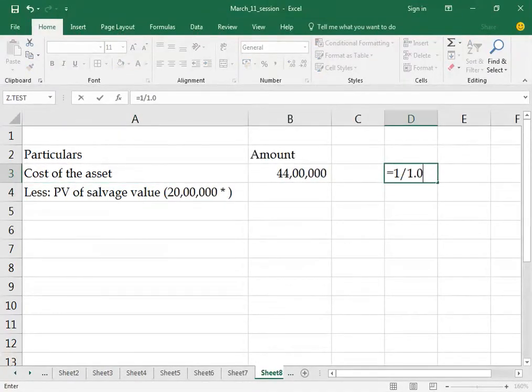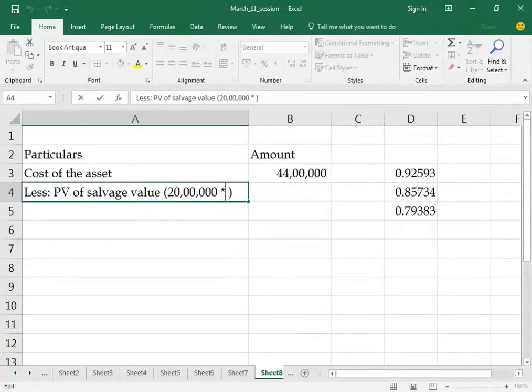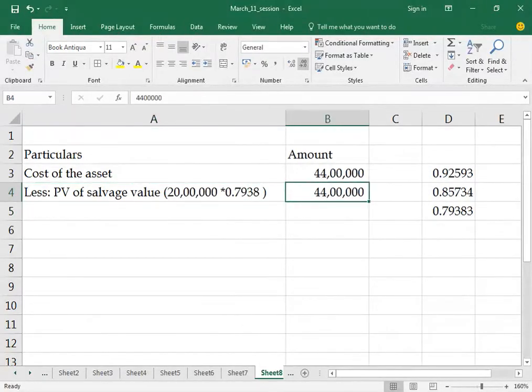Yeah, the discount rate is 8%. If I compute, four percent, 4%, minus 20 lakhs. Then do the lease option. If you're done with this, do the lease option.